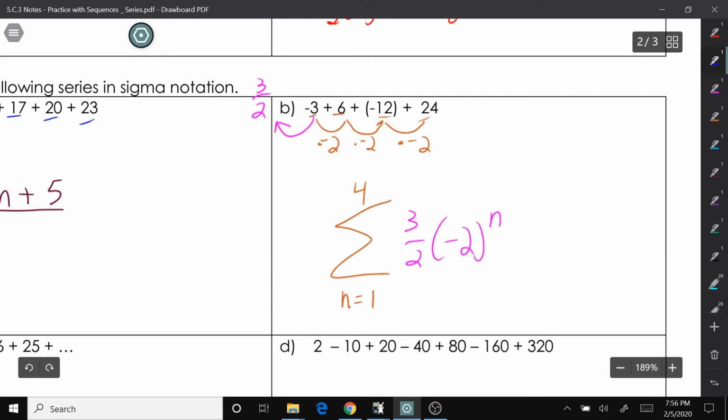And again, you can always check, and I can't stress this enough, if you have extra time, and I'm sure that you will, 3 over 2 times negative 2 is negative 3. Negative 3 times negative 2 is positive 6. You can also plug in any value for n. If you plug in 3 for n, you should get negative 12 because that's our third term. So in the calculator, plug in 3 for n and see that you get negative 12 to make sure that you are correct.